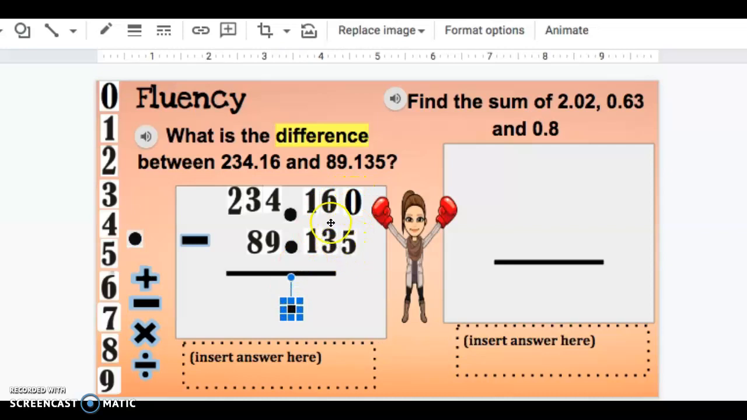0 minus 5, I know I can't do that. So that 6 is going to become a 5. And then that 0 is going to become a 10. So now I have 10 minus 5, which is 5. I have 5 minus 3, which is 2. 1 minus 1, which is 0.